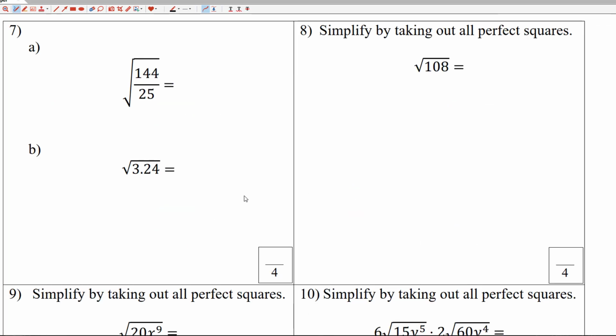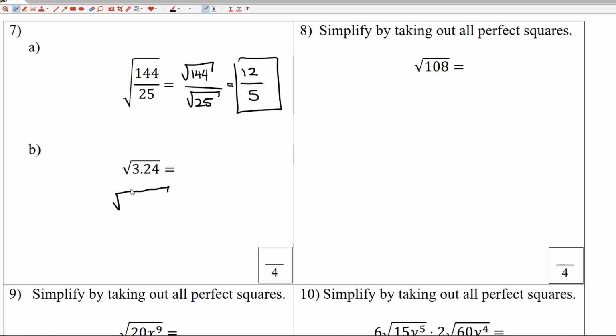Skip down to number 7. This one is just the square root of the top, 144, and the square root of the bottom. The square root of the top is 12, the square root of the bottom is 5, and it's just 12 over 5. This one is very similar, as long as you know what the square root of 324 is. I think it's 18, which means the square root of 3.24 is 1.8.